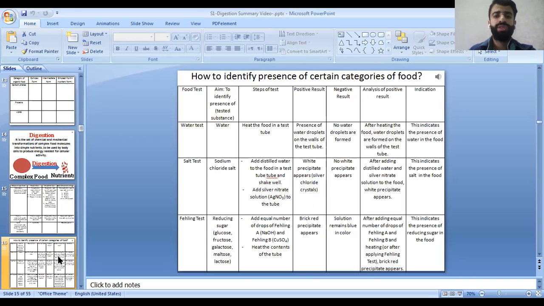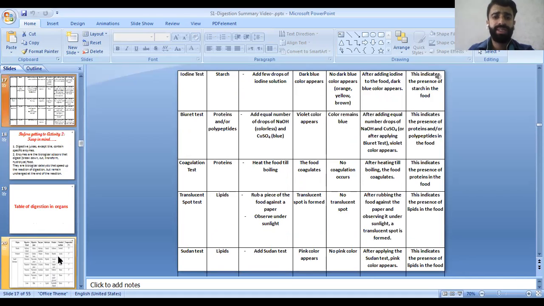You have to know that the water test is done to identify water. The salt test is done to identify the presence of salt, where a positive result is a white precipitate. Fehling test is done to identify the presence of reducing sugar, where it gives a brick red precipitate. Iodine test is done to identify the presence of starch, where it gives a dark blue color, and the violet test gives a violet color whenever it's added to proteins and polypeptides.